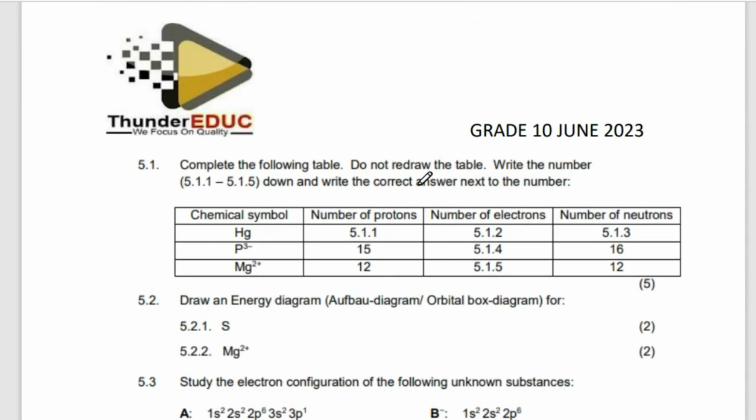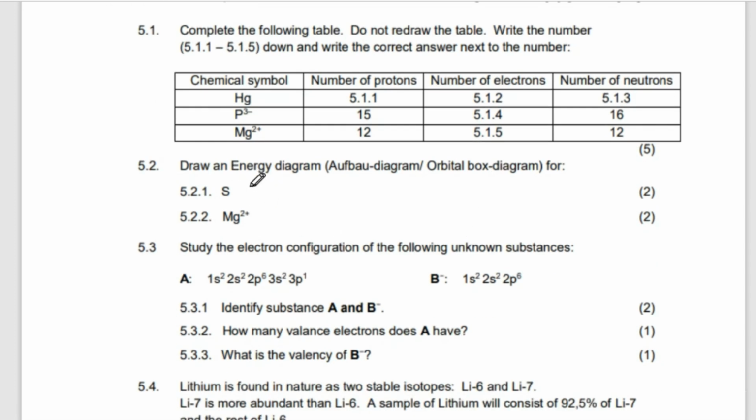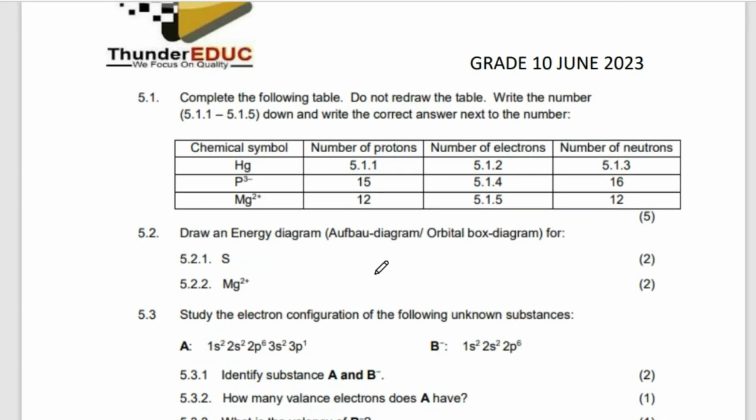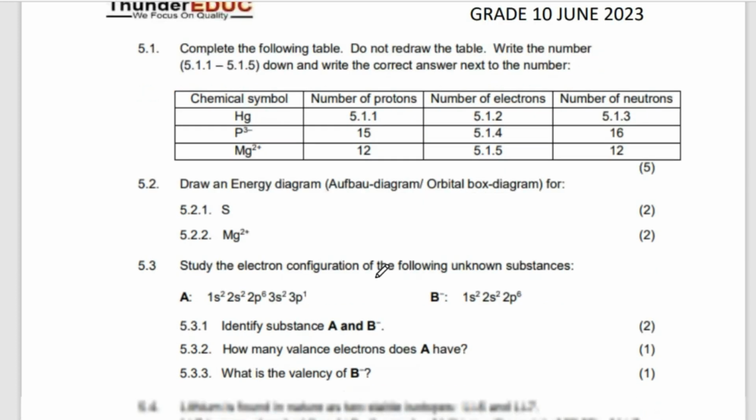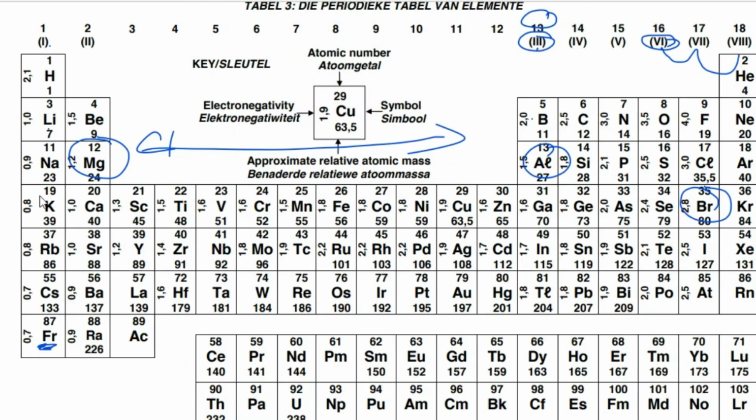Then they are saying, compare the table below. Do not redraw. Write down the energy level Bohr diagram or the box diagram for sulfur. Where is sulfur? Oh, here they are not saying anything. There is no sulfur here. So you go to the periodic table and you look for sulfur. Look for that element. The element has 16.